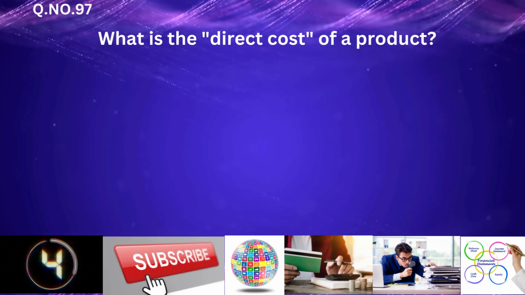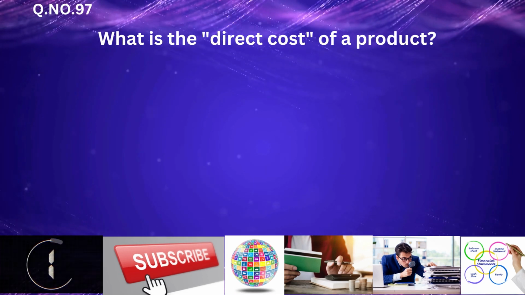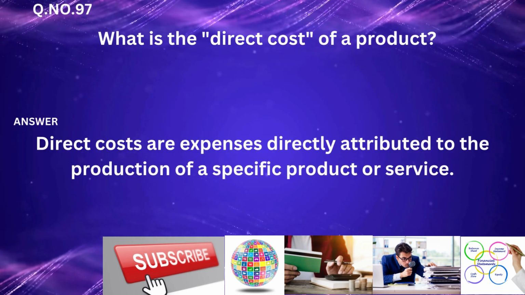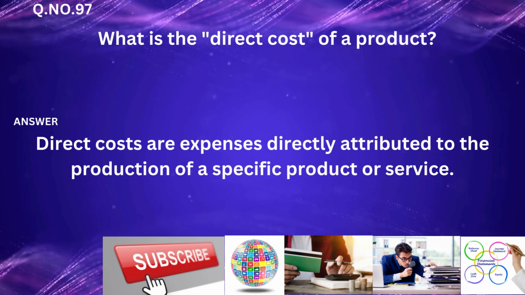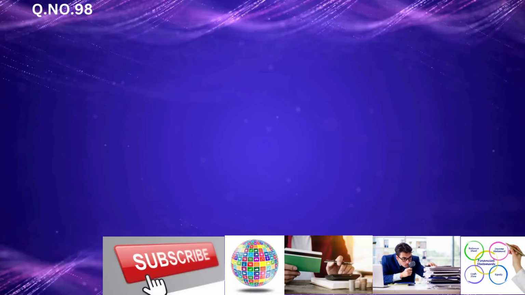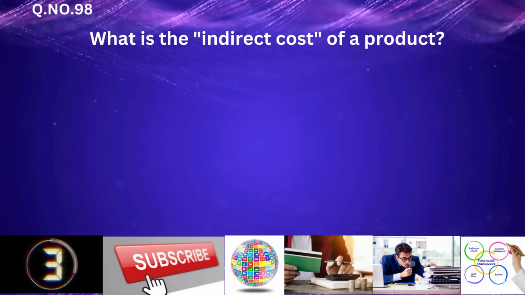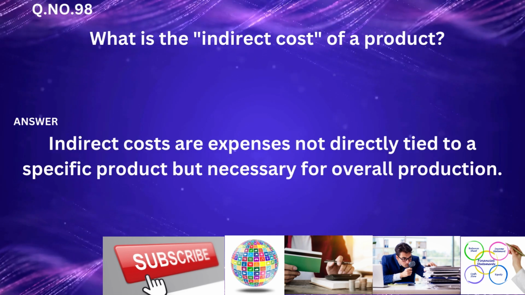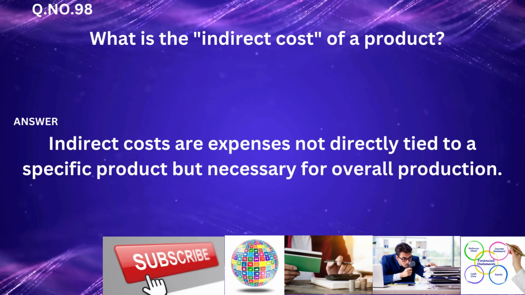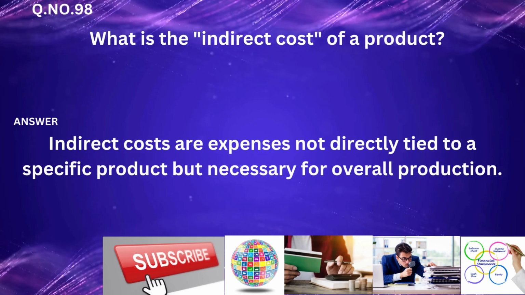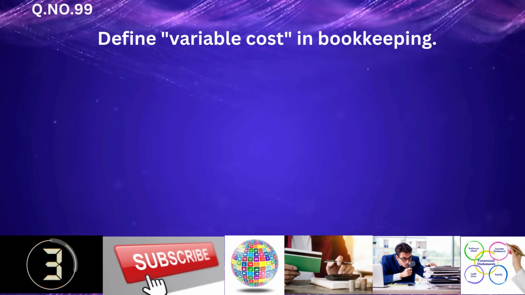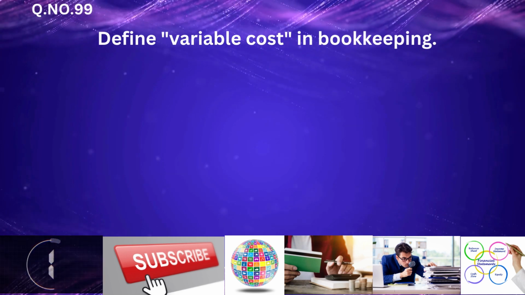Answer: cost behavior refers to how costs change in response to changes in production or activity levels. Question 107. What is a cost driver in accounting? Answer: a cost driver is a factor or activity that directly influences the cost of producing a product or service. Question 108. Define cost center in bookkeeping. Answer: a cost center is a specific department or area within a company for which costs are tracked.